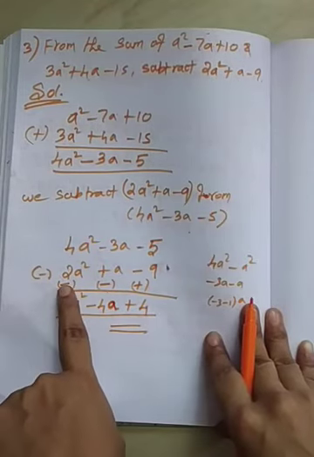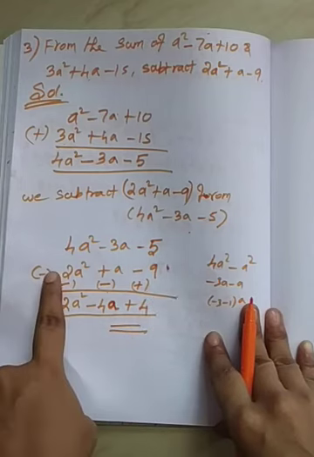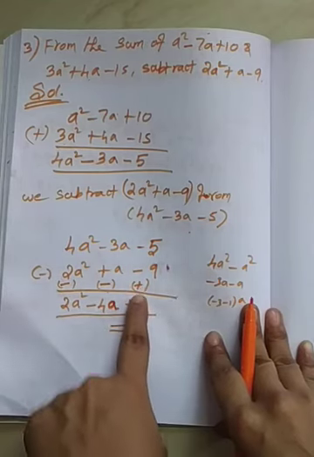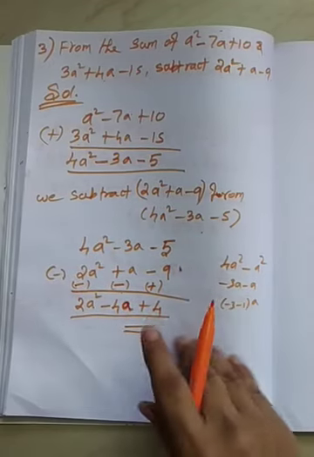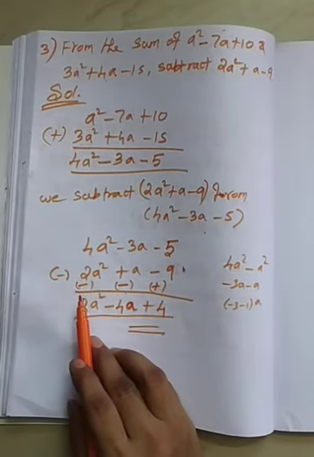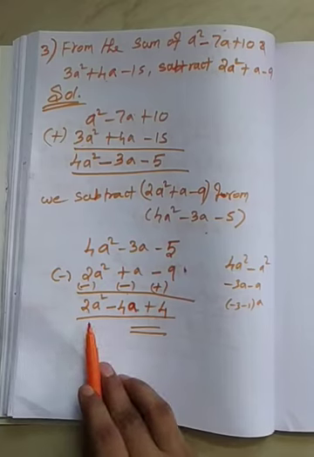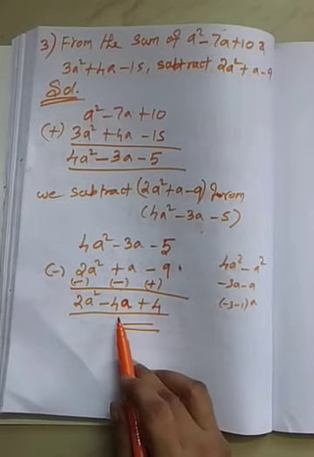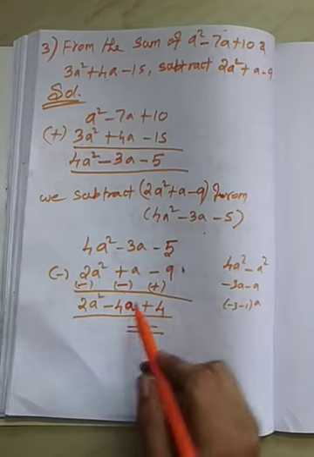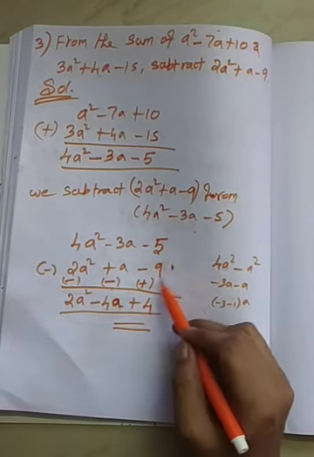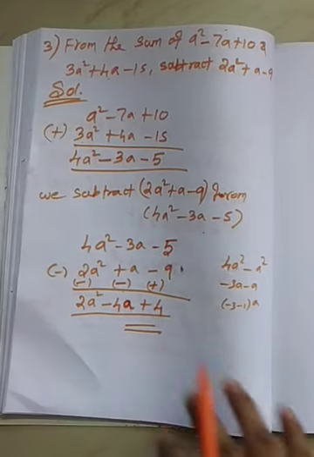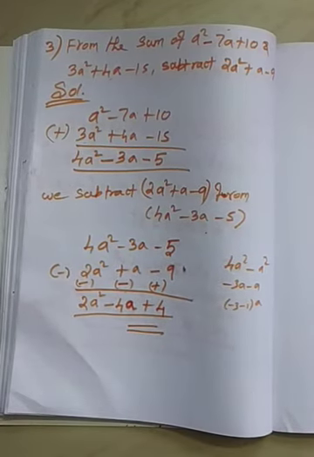So in this answer, another subtraction expression you have to take. Subtraction means you have to change the sign first. So here plus means minus, minus means plus. Now you have to simplify. What is that? 4a squared minus 2a squared means 2a squared. Next, minus 3a minus a means minus 4a. Next, minus 5 plus 9 means what you have to write? Plus 4. This is your answer. Everybody clear?